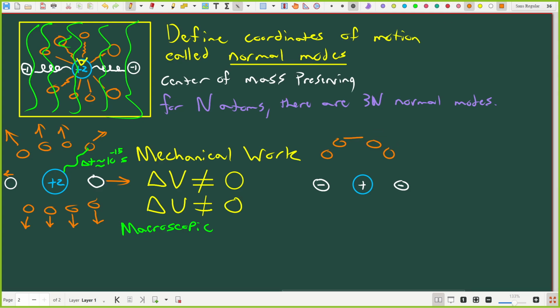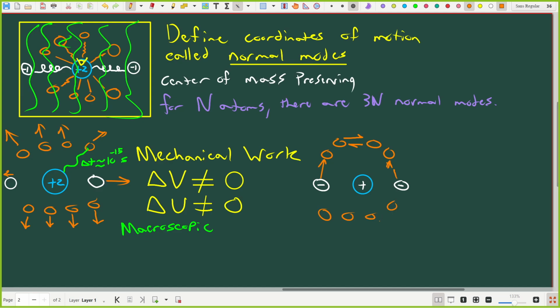So imagine that these two are bouncing back and forth. The negative charges are bouncing like this. And then you have the other four atoms bouncing against each other like this. This is allowed. Okay, so the atoms are just colliding with each other around in a loop.